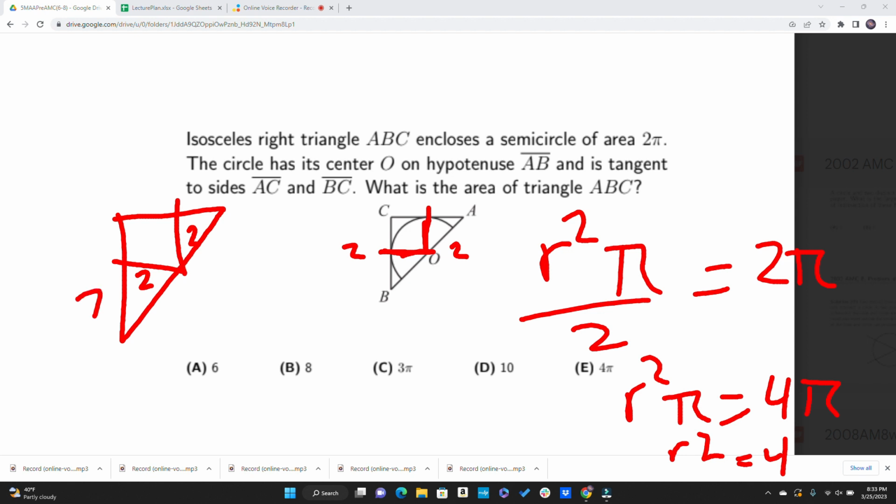So this other half is also 2, and this other half is also 2. So now we've got a triangle with two sides that equal 4. So what's the area of our triangle? It's going to be base times height divided by 2. 4 times 4 is 16, divided by 2 is 8. Answer choice B.